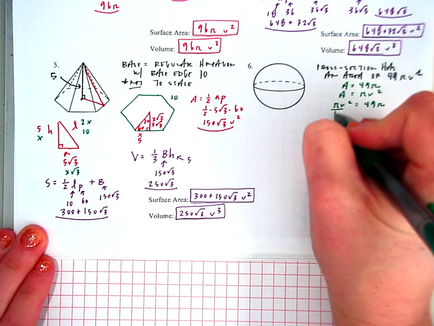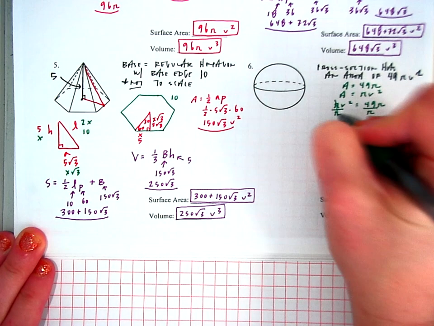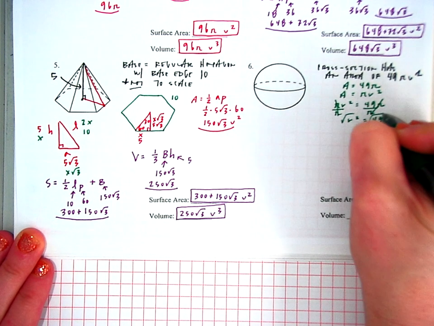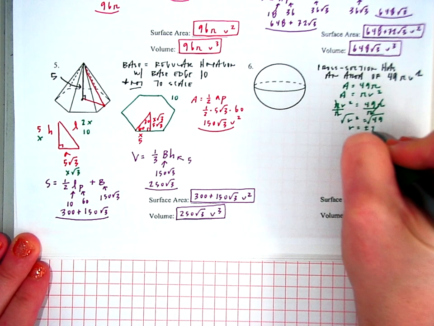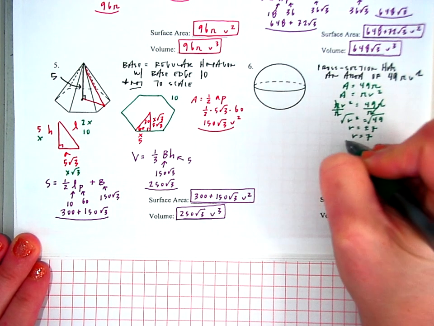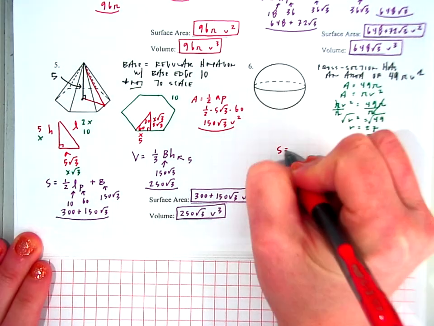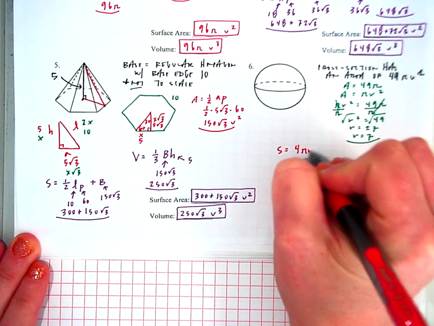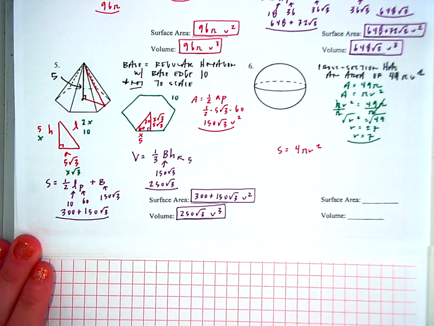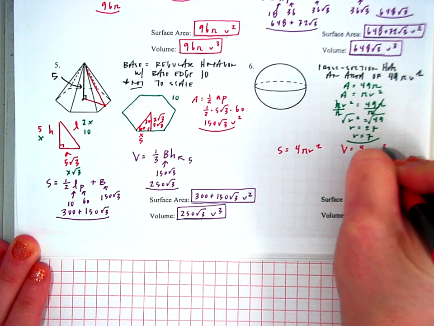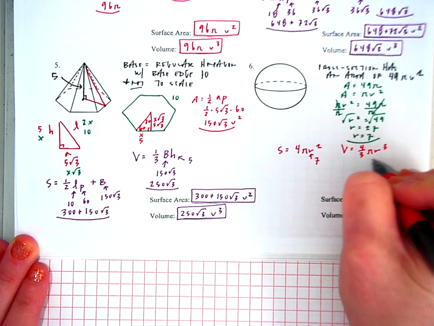We can divide each side by pi, so the radius squared equals 49. Take the square root of each side. We know that that means it could be plus or minus 7, but has to be the positive 7 because it's a measurement, it's our radius. So once we have our radius, now we can go and look at surface area and volume. So surface area, we have 4 of those cross sections, so 4 pi r squared, and then volume, 4/3 pi r cubed. So I just need to plug in that radius of 7.